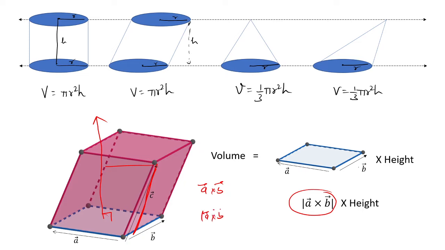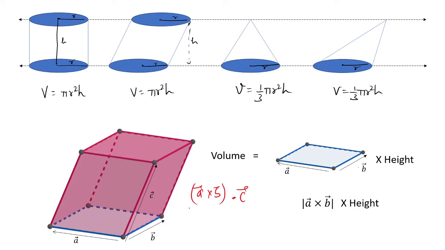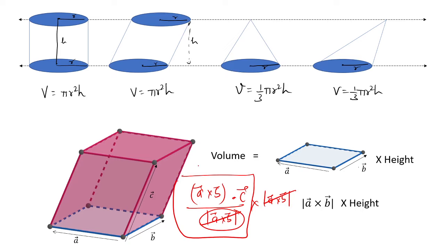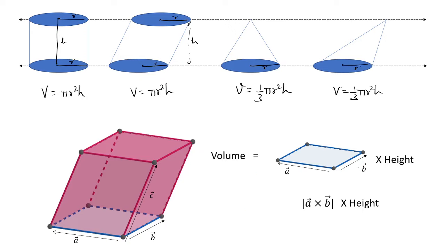So if you take the projection of C on the A cross B vector, that projection will be A cross B dot C by the magnitude of A cross B. But then you also have to multiply this A cross B, because this is the base area. So what you remain with, so this was the height, right? This was the height. Okay, and then you multiply it by base area, and you remain with the scalar triple product. So this is the volume of a parallelepiped ABC.